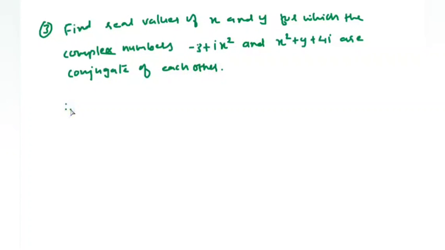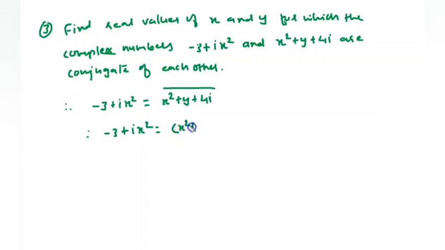Okay, what we are given here, we are given that minus 3 plus i into x square and the other number are conjugate. So I can write that minus 3 plus i into x square is equal to the conjugate of x square plus y plus 4i. Okay, now take the conjugate of the number on the right hand side. So minus 3 plus i into x square will be equal to x square plus y minus 4i. Yes or no? This is the conjugate. Now this is the case of equality of two complex numbers.